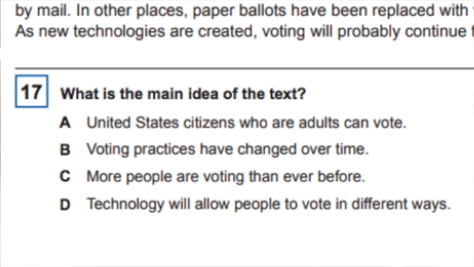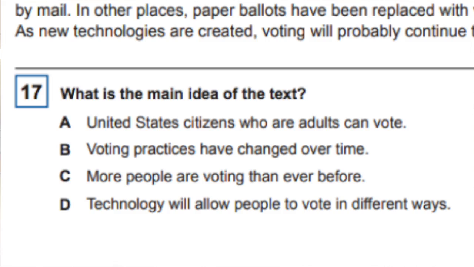So how'd you do? The correct answer was B. Voting practices have changed over time. Let's go through and see why it wasn't the other ones. It's not A because United States citizens who are adults can vote, well, that's just a detail. That's just some information. C, more people are voting than ever before. It mentioned that, but the whole passage wasn't about the numbers of people who have voted, and they could. It was mentioned, but it wasn't the main idea.